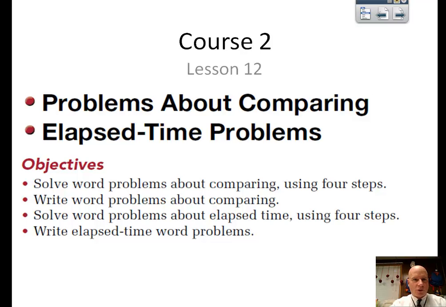Welcome to Course 12 of Course 2 in Saxon Math. Today we're going to talk about some more problem solving, this time by comparing and talking a little bit about elapsed time problems. We're going to write those word problems. We're going to figure out elapsed time and use 4 steps in order to do that. And we're going to write those as word problems and solve them as word problems.